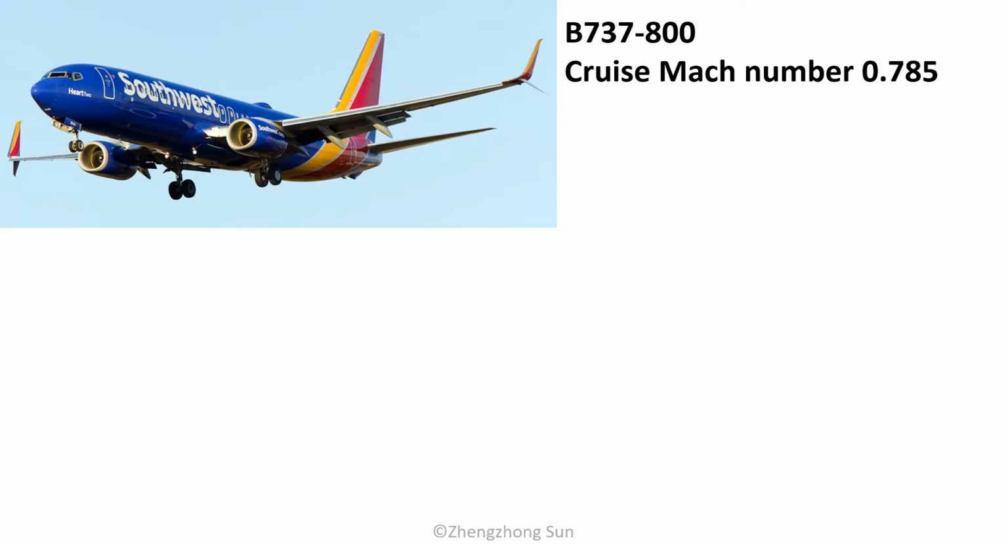So showing here is a Boeing 737-800 aircraft, and this is a very popular aircraft. A lot of airlines use this aircraft for their short-haul routes. And showing here, we know the cruise Mach number of the Boeing 737 is 0.785, and later on we will know this is a transonic Mach number, and so you can see the transonic flow is actually very close to our daily life.